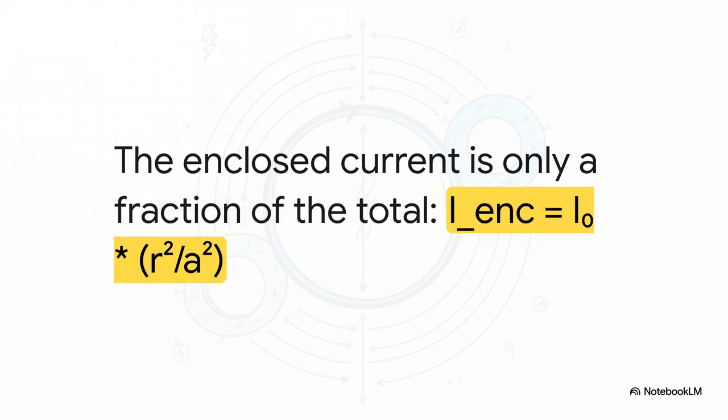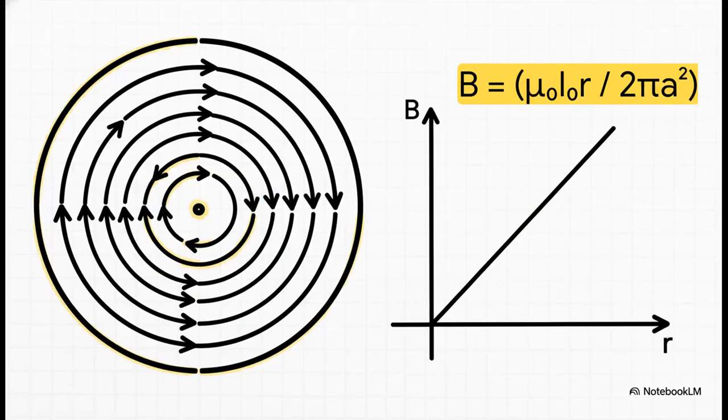If we assume the current is spread out evenly, the amount we enclose is just proportional to the area of our loop. So the enclosed current is the total current, I naught, multiplied by the ratio of the areas, which is just r squared over a squared. So we take this new, smaller enclosed current and plug it back into Ampere's law. The left side is still B times 2 pi r. We solve it all for B and we get this really fascinating result.